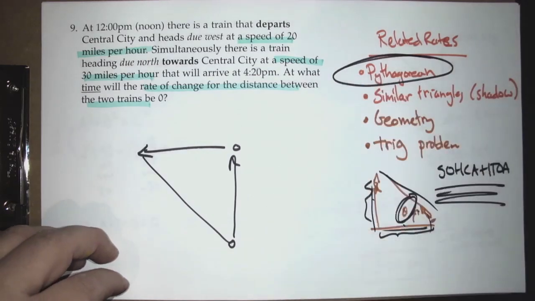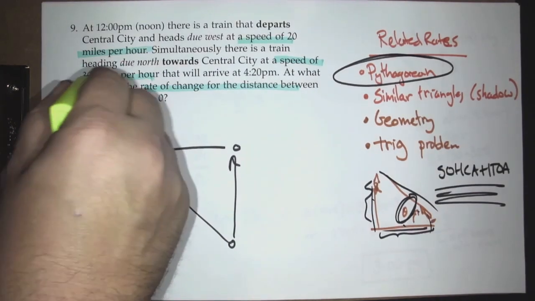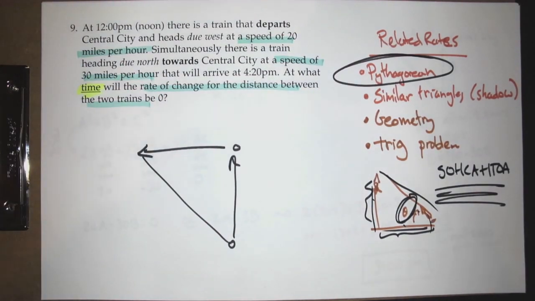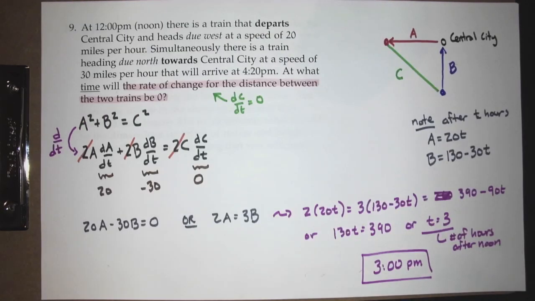Pythagorean. All right, so did anybody find the answer to this one? What time? Because this one is fun, because it didn't say a distance, it said a time. So did you find the time? What was it? It was 3 p.m.